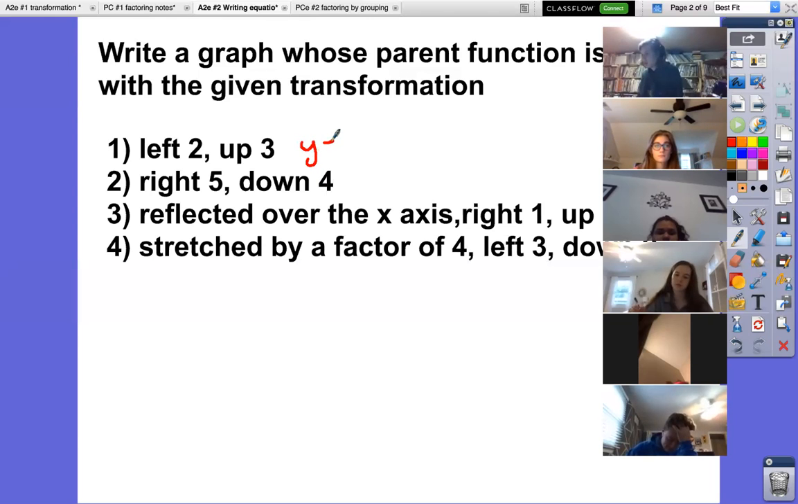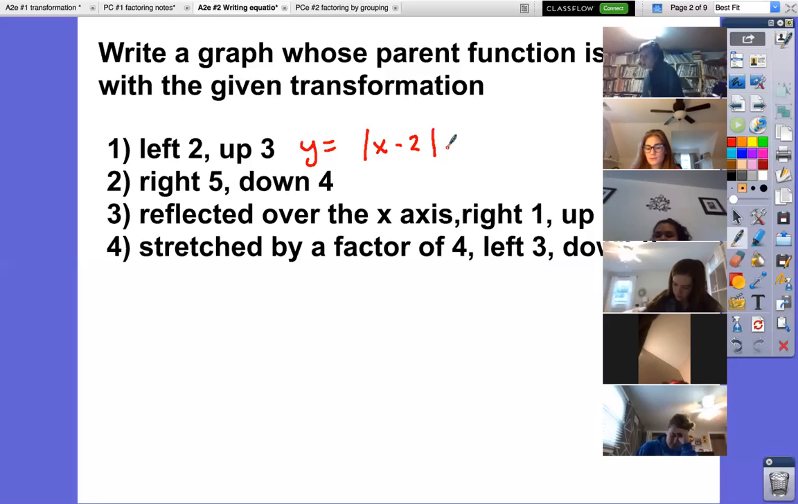So I've got y equals, and this is the parent function. So I'm just going to kind of spread this out a little bit. So left 2, what do I do with the left 2? It's minus 2 in the absolute value, by the x. Okay, and then what about up 3? I said plus 3 outside of it. Okay, so notice I just wrote down exactly what she said.